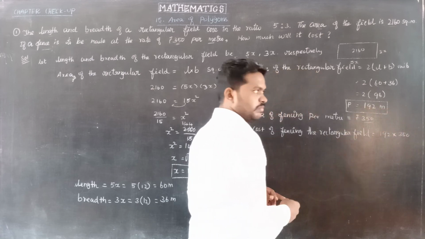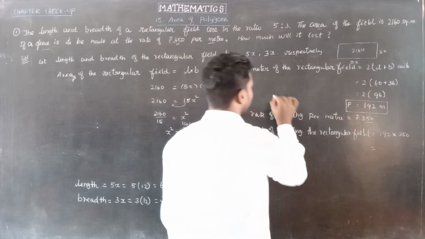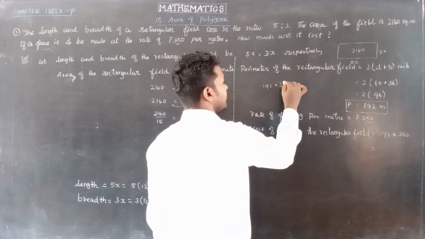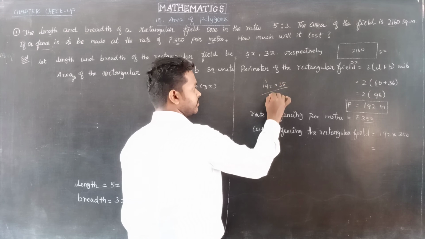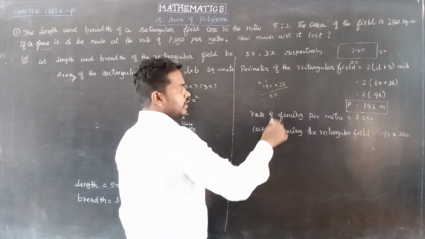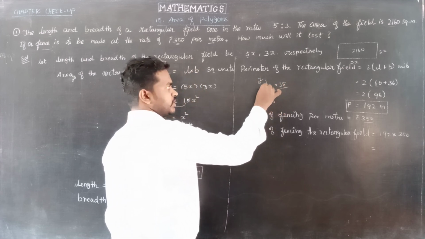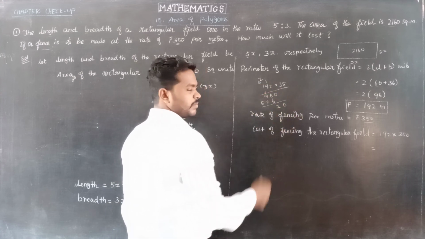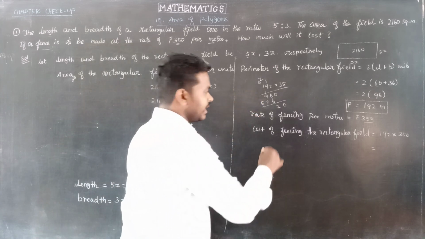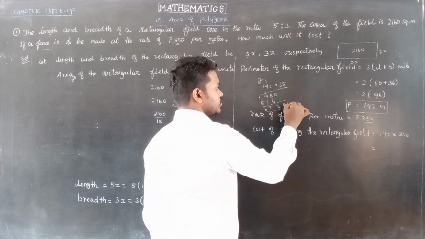So the total length of the boundary is 192. The values are multiplied, and that is the answer. So 192 multiplied by 350. Working through the multiplication: 5 times 2, 10, remaining 1; 5 times 9, 45, plus 1, 46; and so on, adding the partial products.